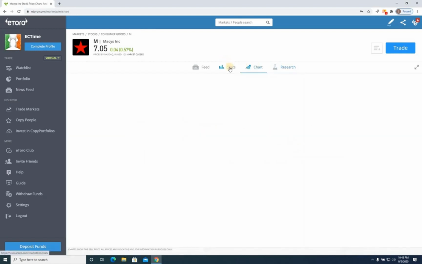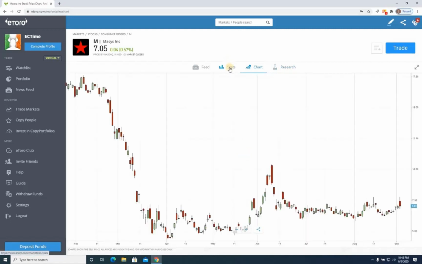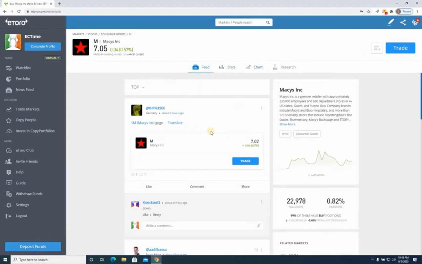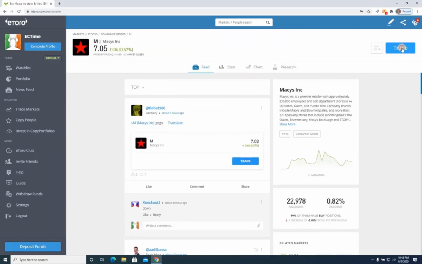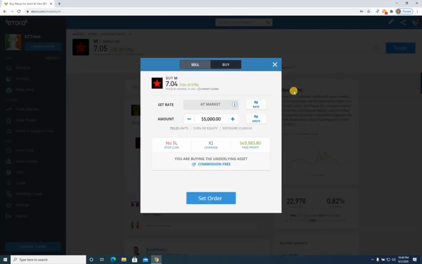But a clever trick I like to do, if you want to trade stocks but you're not sure which one to trade: this is all the news here. You follow the news, you can ask questions, etc., on what the stock is. So Macy's here. Okay, so to trade the stock, just go in here and click this big blue button.